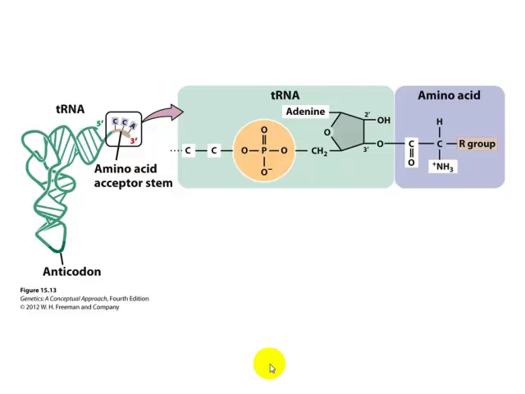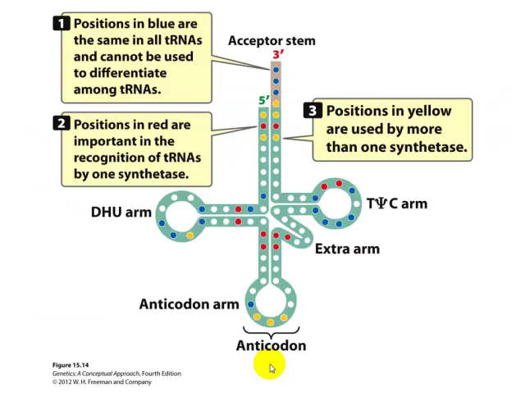Now, this is a covalent bond. So you can imagine, in order to make a covalent bond, you need some type of energy. So this process is not spontaneous. You're using an enzyme, and you're also using energy. It takes energy to put the amino acid in there. Okay, so this is just more detail of what the tRNA looks like. The important thing to know here is the acceptor stem and the anticodon.